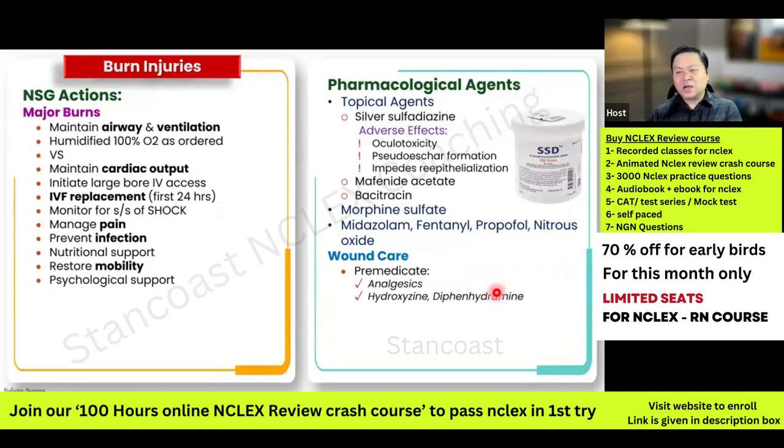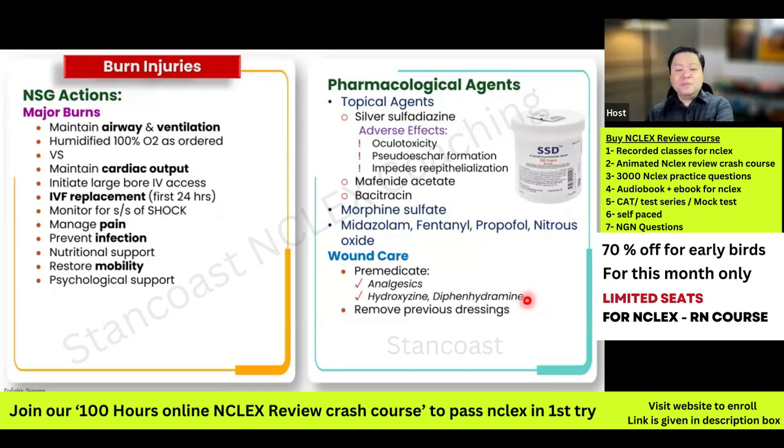And so when we're talking about pre-medication, this might involve the use of analgesics, hydroxyzine or diphenhydramine. They will possibly have some itchy sensation during this procedure. So these are important. You've got to pay attention to what medications the doctor has ordered for this patient.